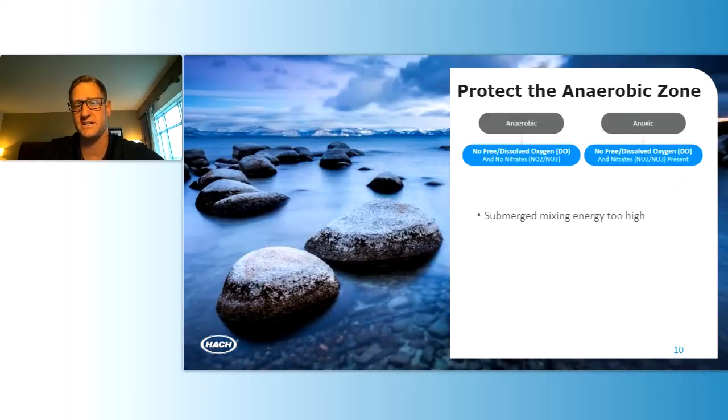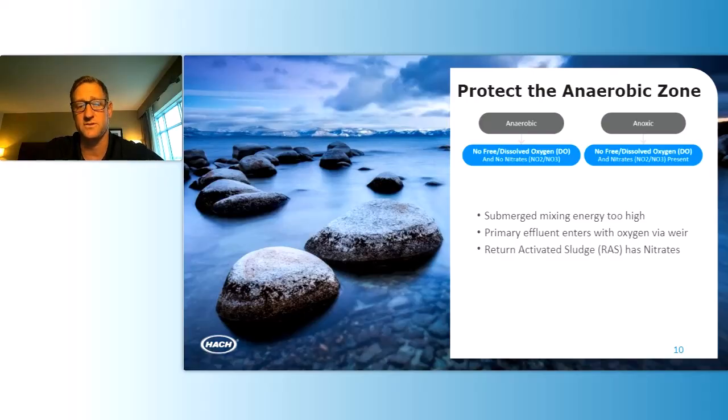So when we're protecting the anaerobic zone, there are a few things we can look at. Submerged mixing: if you have really high mixing energy, you can actually create vortexes and other agitation that can entrain oxygen into that zone, reducing its efficiency. If you have primary effluent that goes over a weir, that could also increase oxygen in an anaerobic zone.